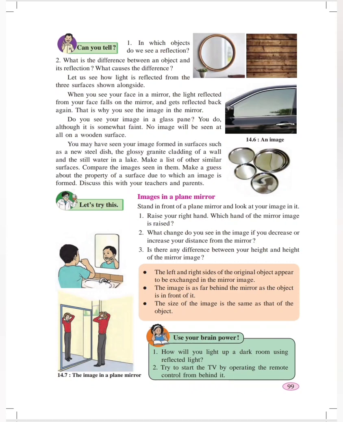These are opaque objects since light does not pass through them. The material through which light passes is said to be transparent. The material through which light does not pass at all is called an opaque object, and the material through which light passes partially is said to be a translucent object.